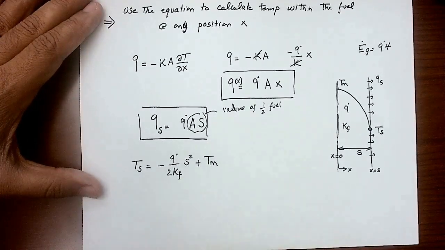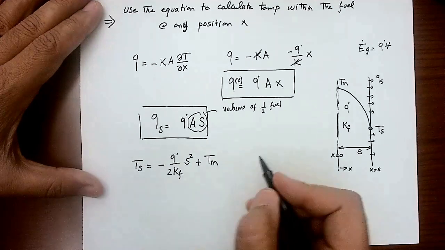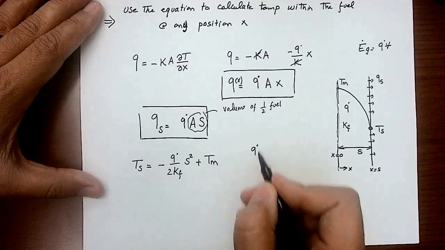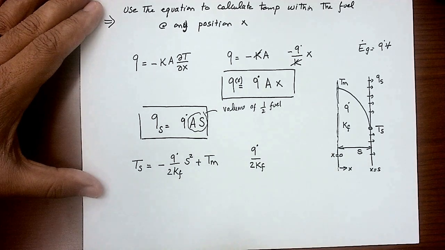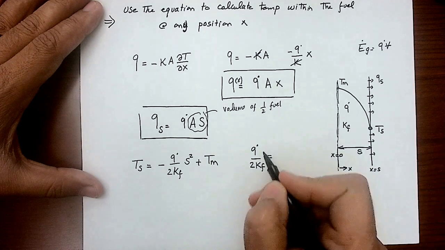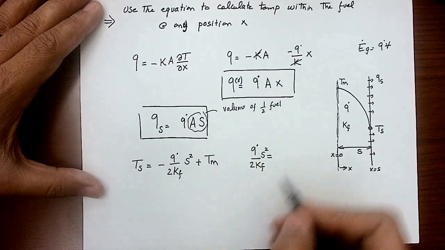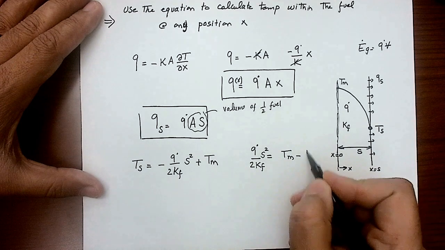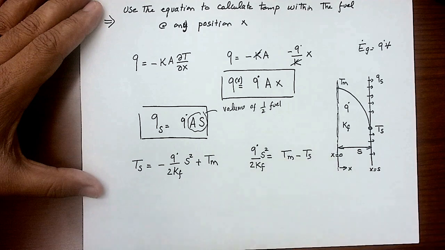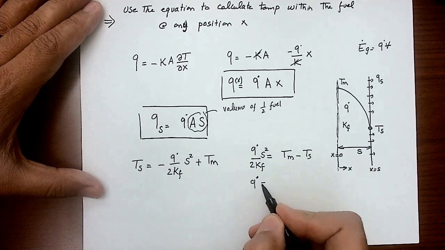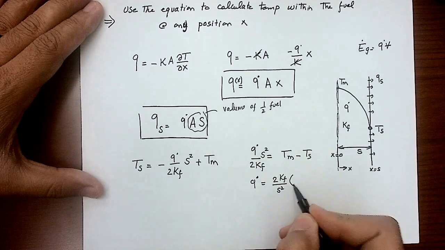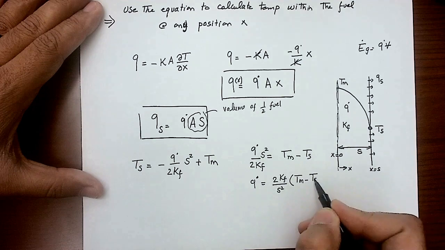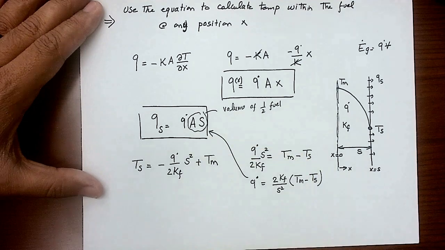Can we rearrange this equation a little bit? Yes, I can bring that term to the left. So Q dot over 2 Kf times S squared is equal to T max minus Ts. Can you isolate Q dot from this equation? Yes, Q dot can be written as 2 K of the fuel divided by S squared times T max minus Ts. I will take that Q dot into this equation.